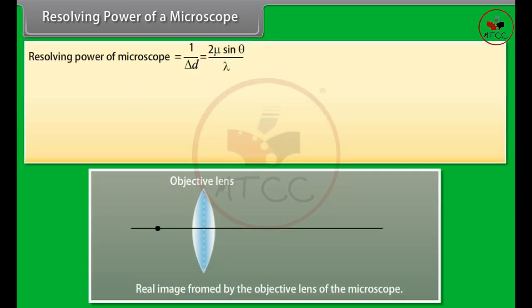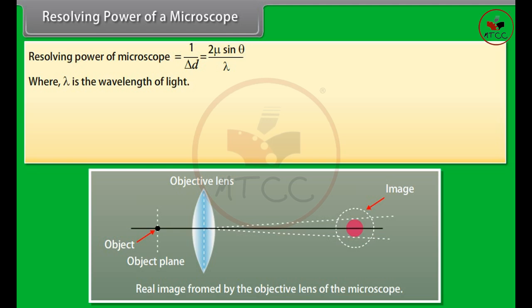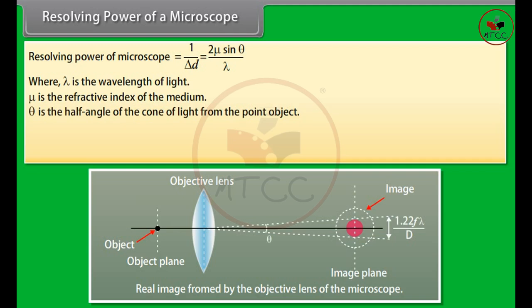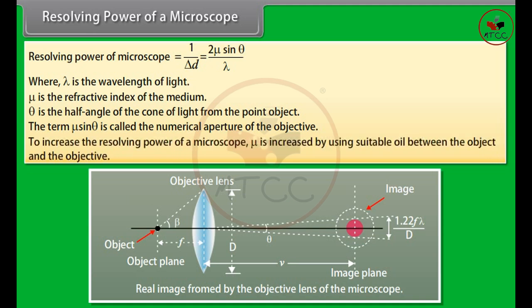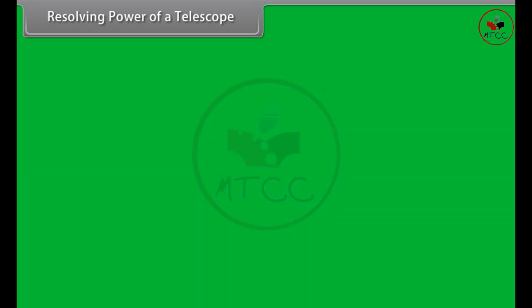1 upon delta D is equal to 2 mu sin theta upon lambda, where lambda is the wavelength of light, mu is the refractive index of the medium, and theta is the half angle of the cone of light from the point object. The term mu sin theta is called the numerical aperture of the objective. To increase the resolving power of a microscope, mu is increased by using suitable oil between the object and the objective.